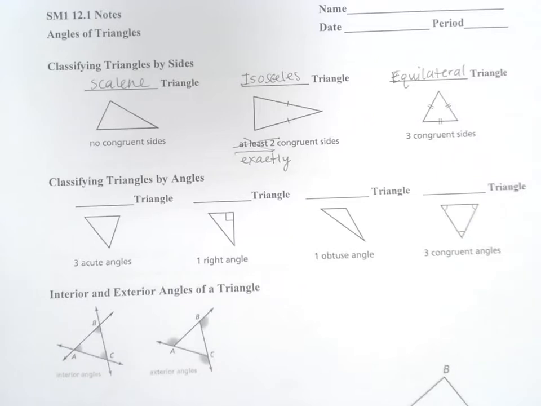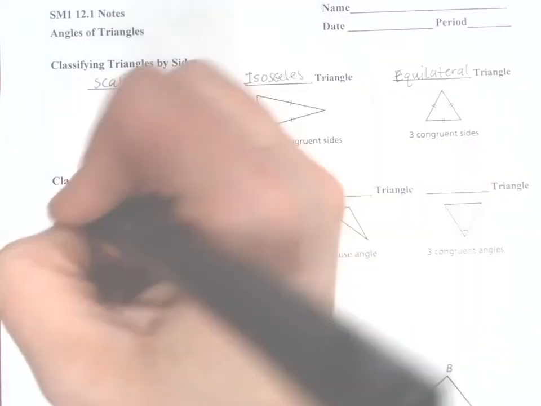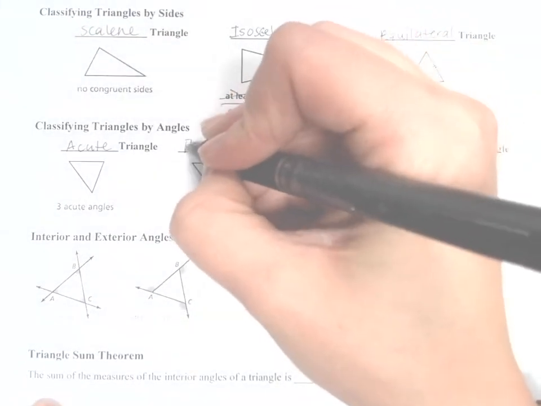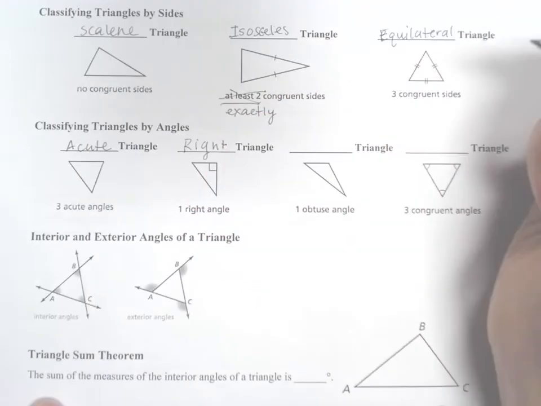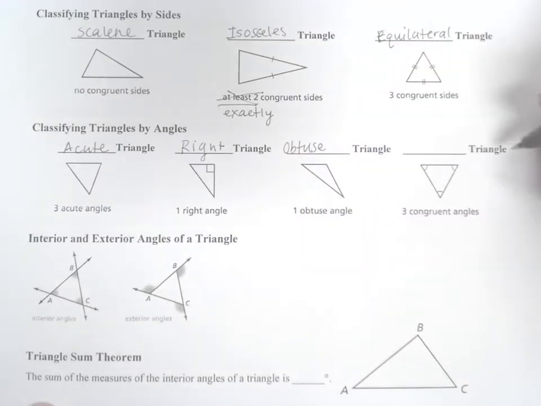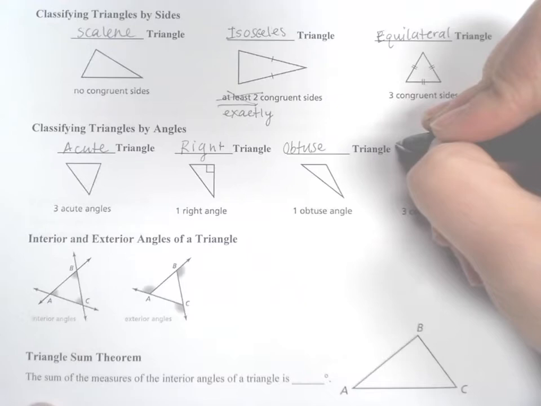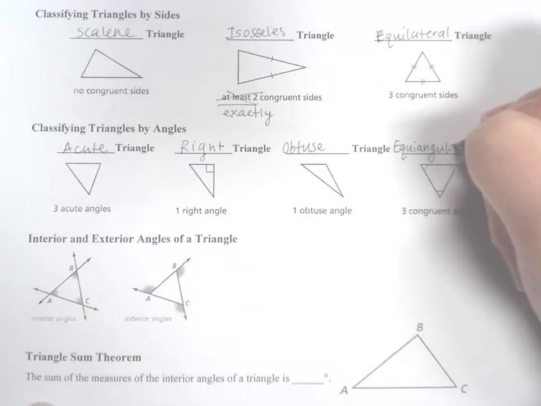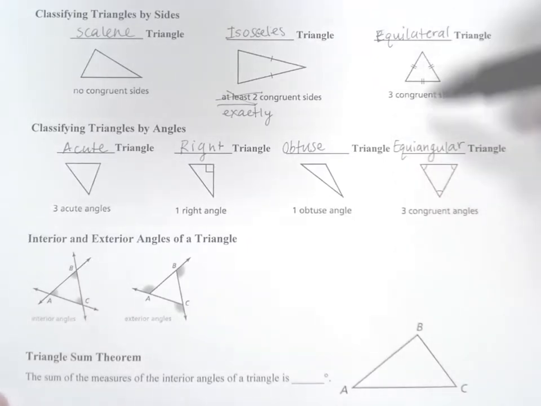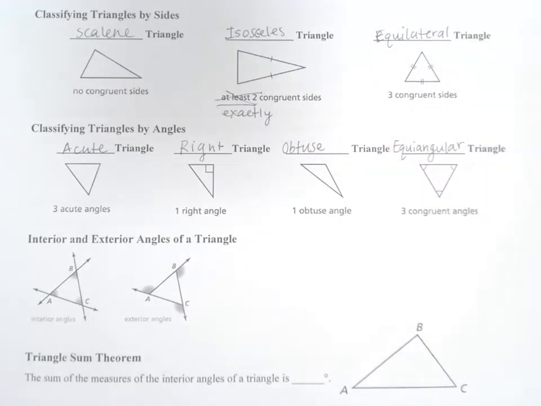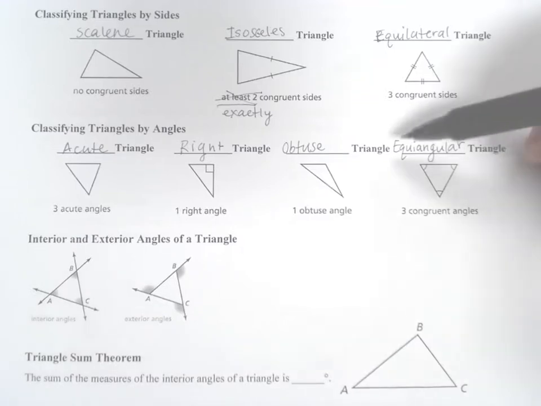So then by angles, three acute angles, well, that would be an acute triangle. One right angle would be a right triangle. One obtuse angle would be an obtuse triangle. And then last one, we don't use this name a ton, but three congruent angles would be equiangular. And equilateral triangles are equiangular and vice versa. So equiangular triangles are also technically acute triangles because all three of those are acute, but if they're all the same, we could call them equiangular triangles.